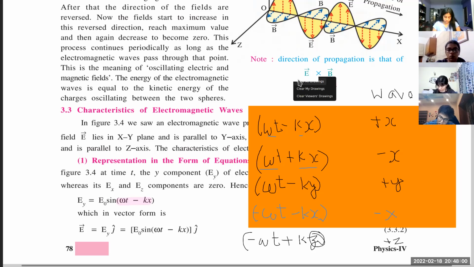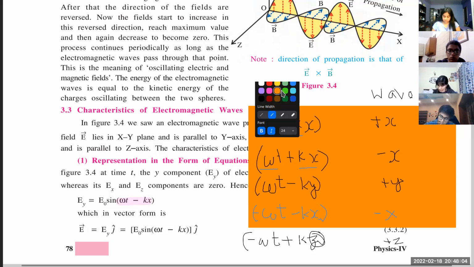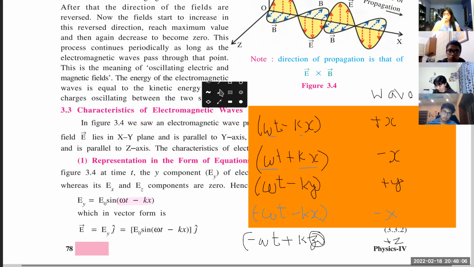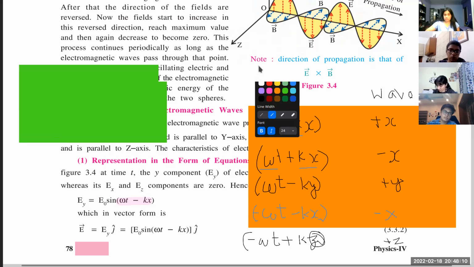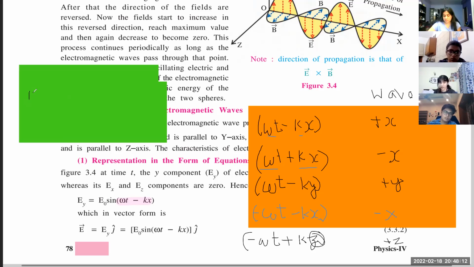So this orange box you have written, everyone. Next make a green box. In the green box write: the wave propagation is in the direction of E vector cross B vector.